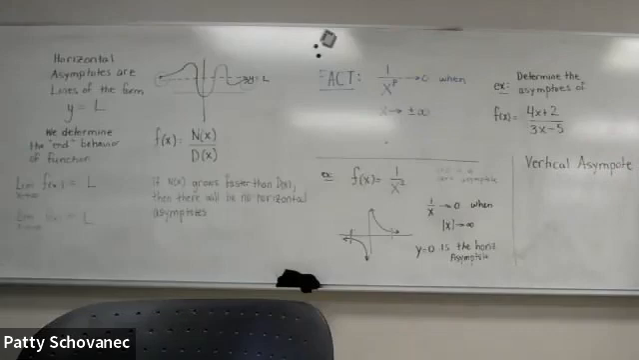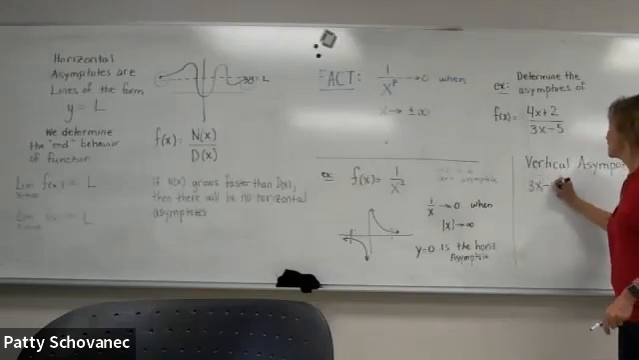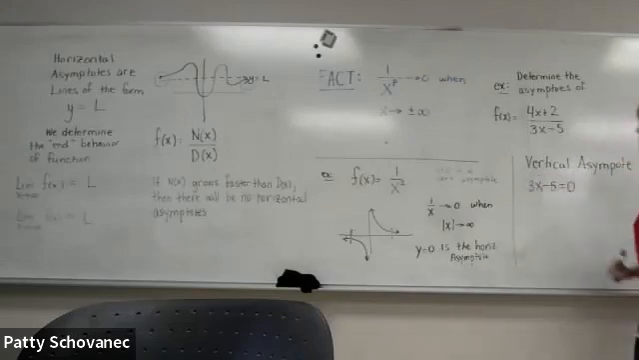That x makes the bottom 0, but not the top. So take that factor on the bottom, set it equal to 0, and solve for x. 3x is equal to 5. That gives me x is 5/3. That's the quickie.